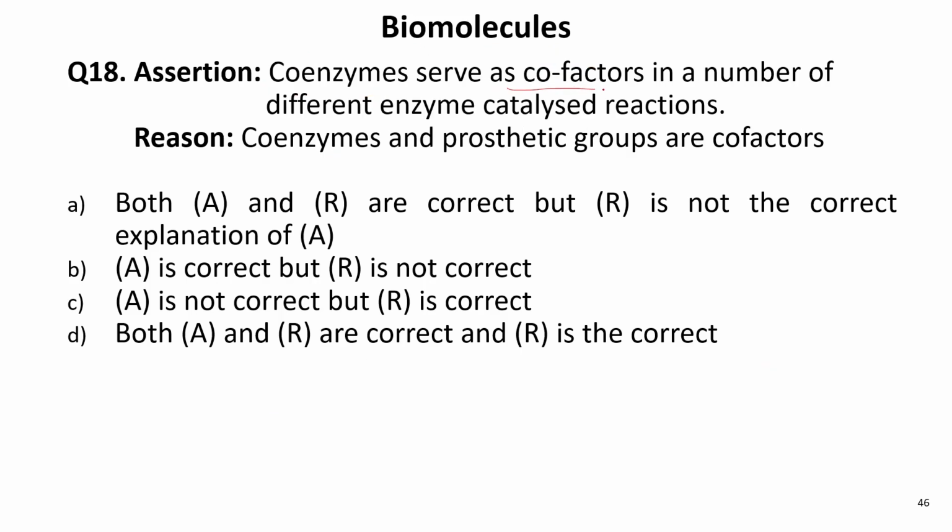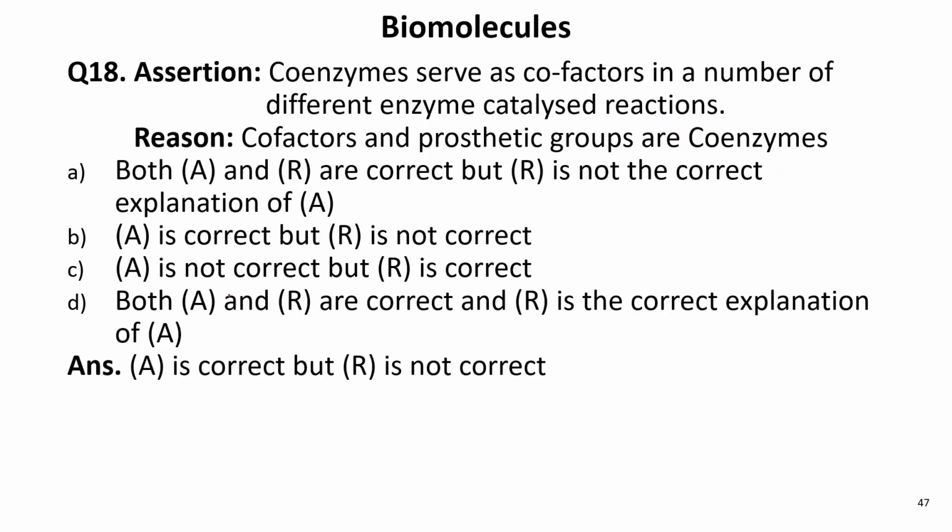Coenzymes serve as a cofactor in a number of different enzyme catalyzed reactions. Coenzymes are the cofactors. Coenzymes and prosthetic groups are the cofactors. Actually, cofactors and prosthetic groups are the coenzymes, so this is totally incorrect. So A is correct, but R is not correct.